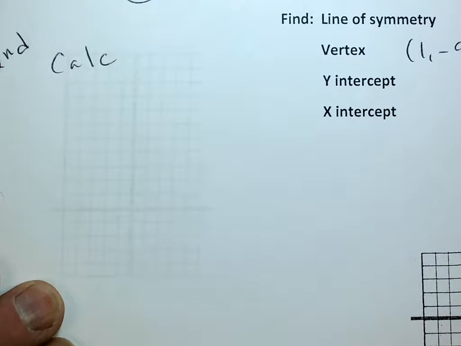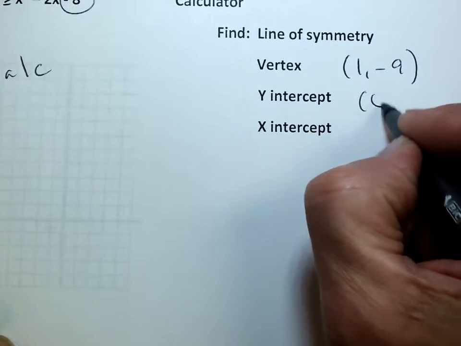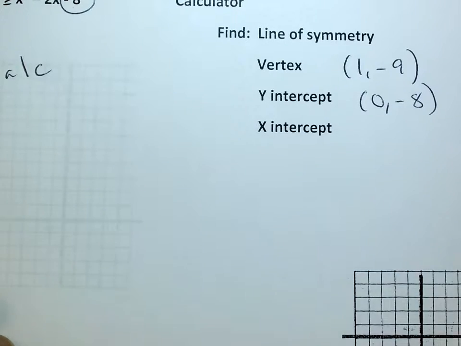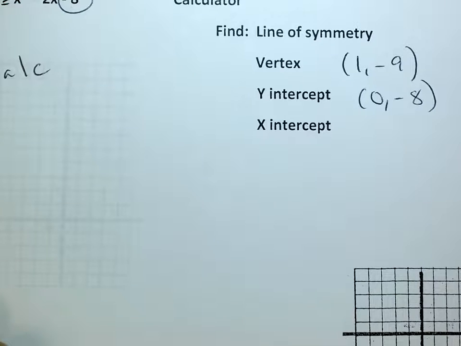Okay, now the y-intercept we know already, just simply because the y-intercept is the negative 8. You guys agree with that? The y-intercept is going to be at 0, negative 8, right? The x-intercepts, all right? Now there's two ways to get the x-intercepts. Personally for me, factoring is the fastest way, but the calculator can also get them.